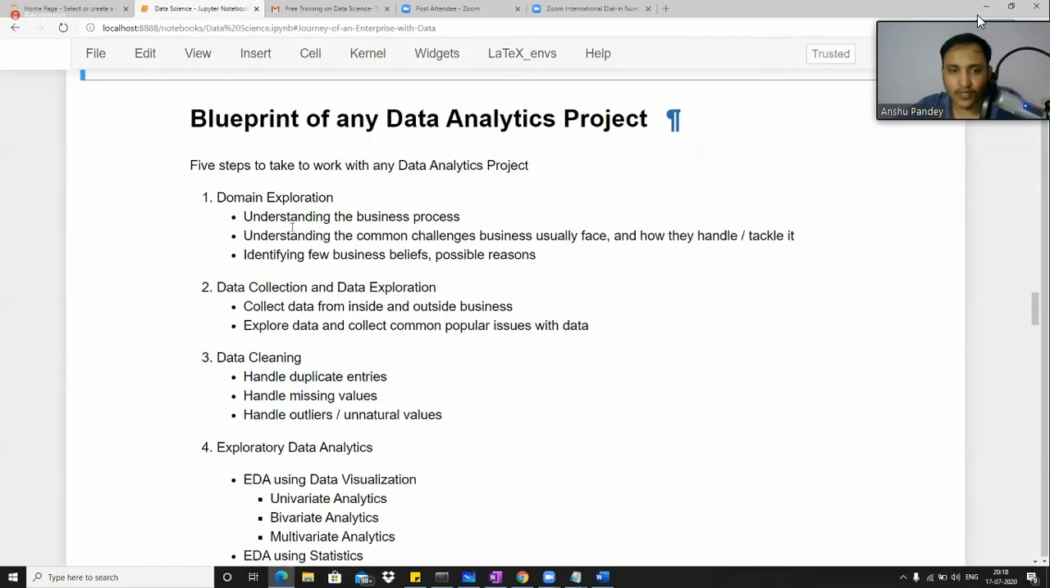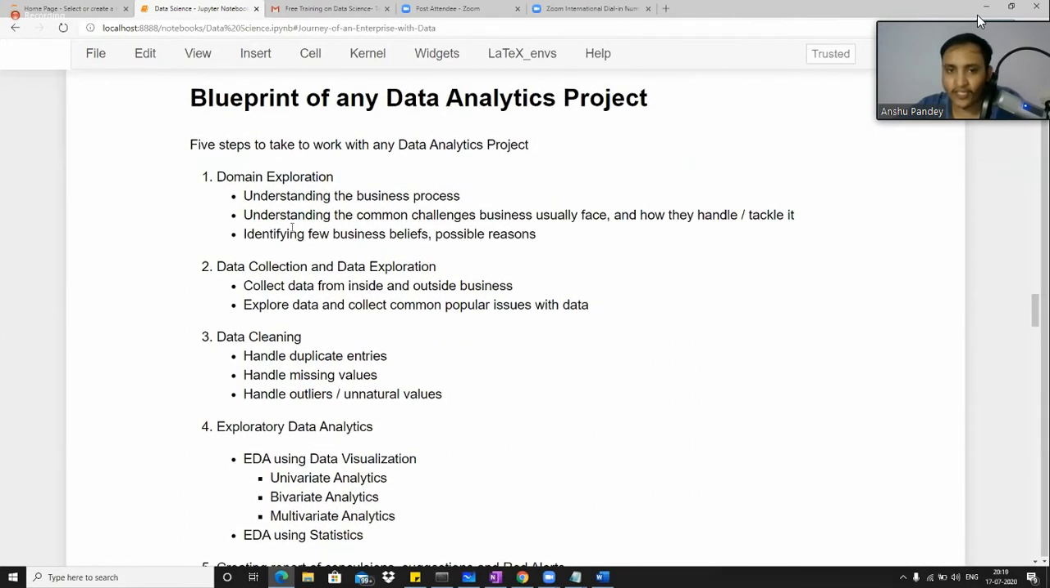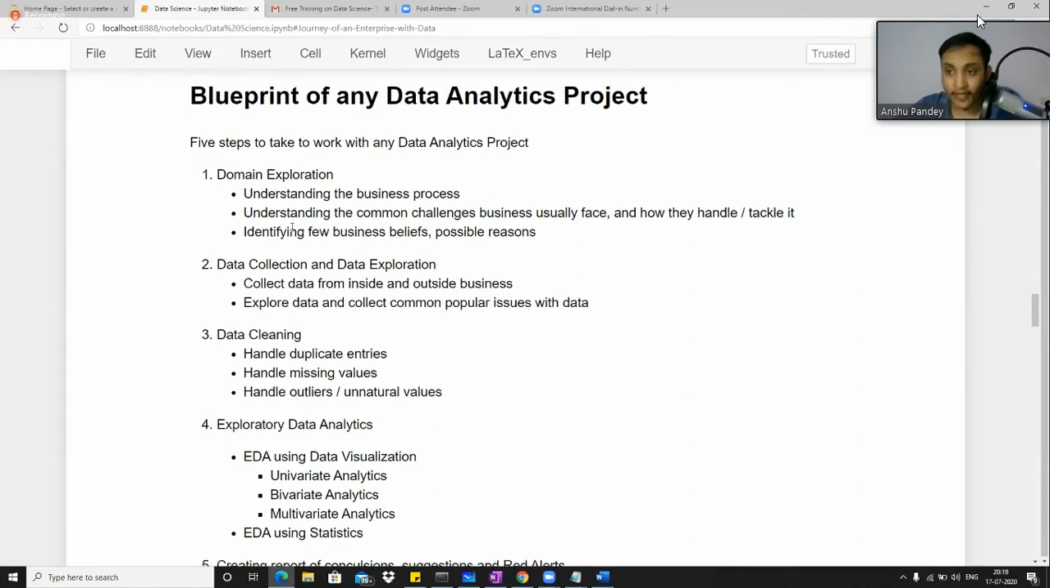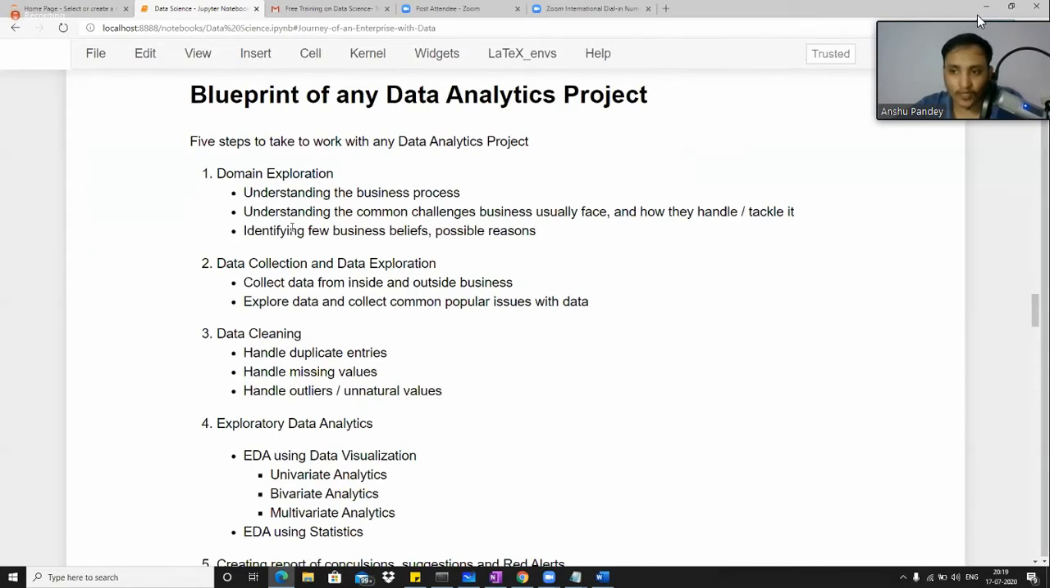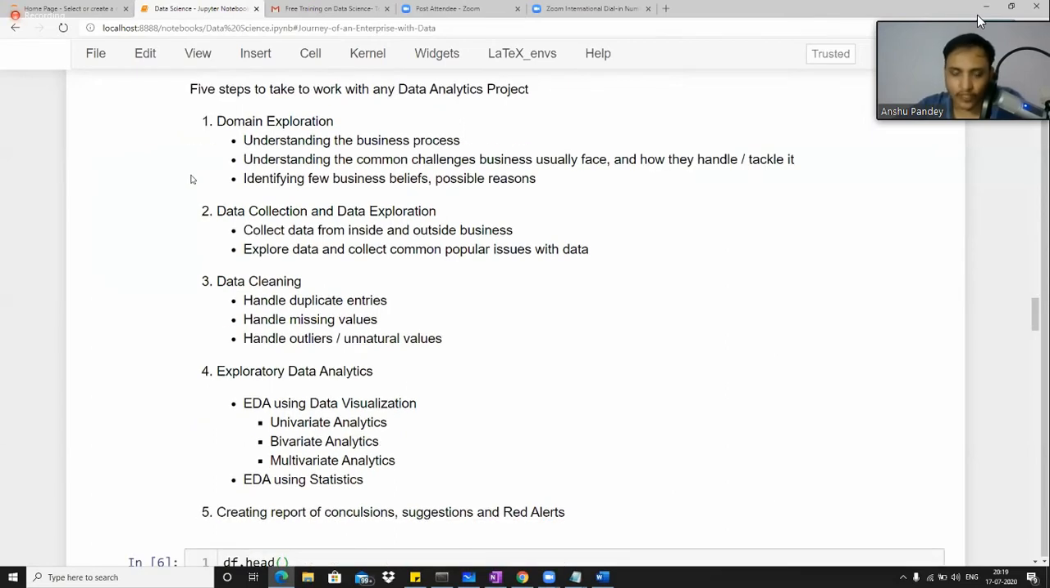This is where we discussed the blueprint of any data analytics project: how it should look, and what a step-by-step approach should be while working with a problem where you have to answer why something happened in the past. This is the 5-step approach, which starts with domain exploration, where you spend time understanding the business domain, how exactly the business functions, and identifying the possible business beliefs and the reasons why those beliefs are there.